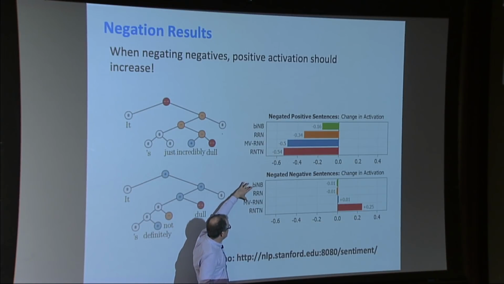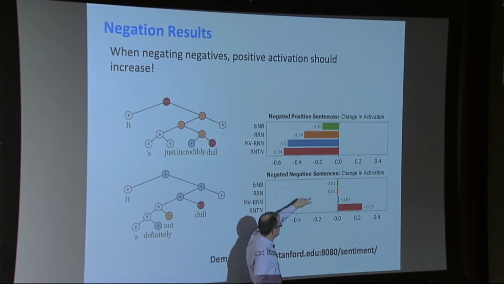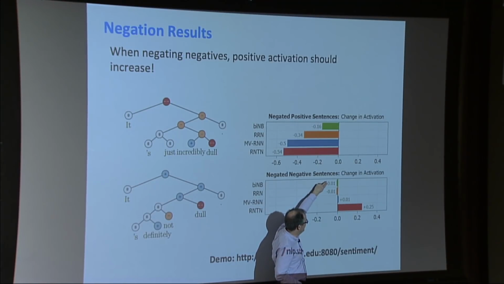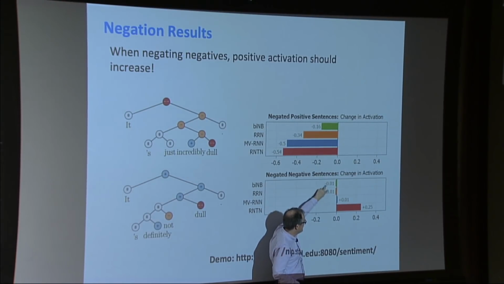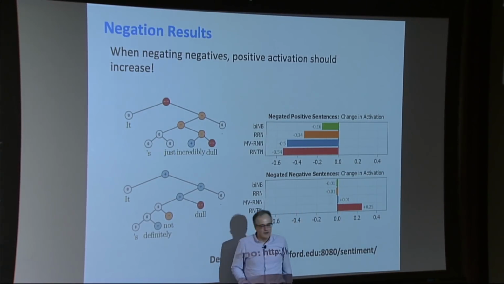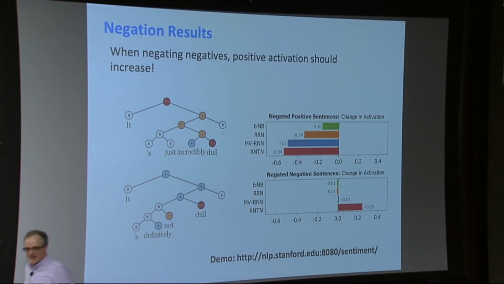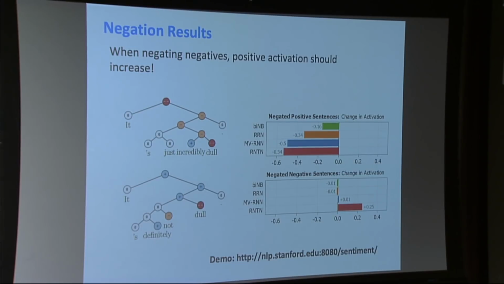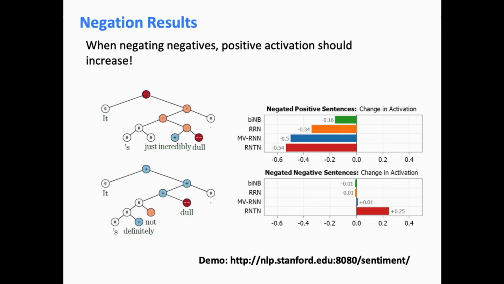And so for either a naive Bayes model or our preceding models, they weren't capable of capturing that, of going from dull to not dull. Your meaning computation did not come out any more positive, whereas this neural tensor network was capturing the fact that not dull meant it was reasonably good. So that was progress.